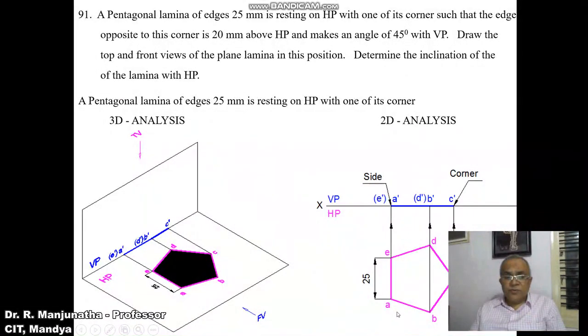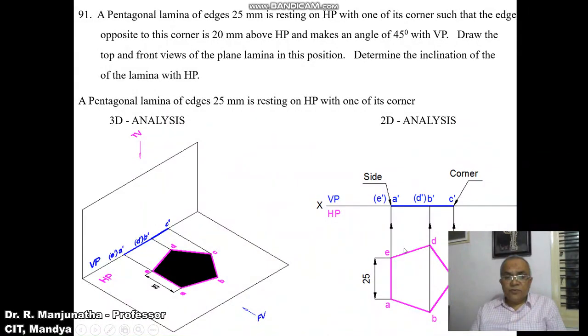When you look from the front view, A, B, C is near to the observer, so A dash, B dash, C dash is visible, and D and E are away from the observer. Therefore, D dash and E dash will be invisible. So this end is a side, and this end is a corner. How do I know that it is a side?